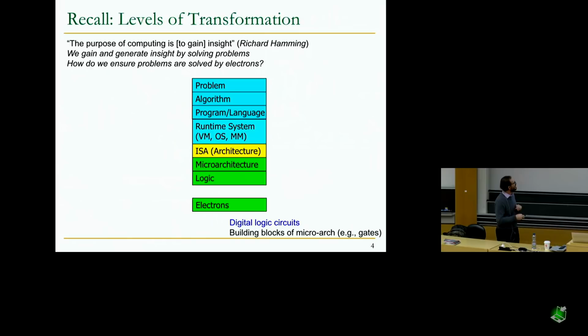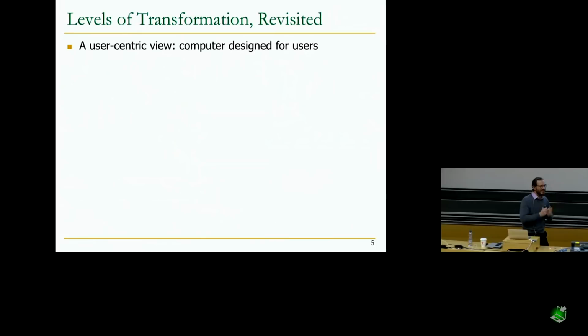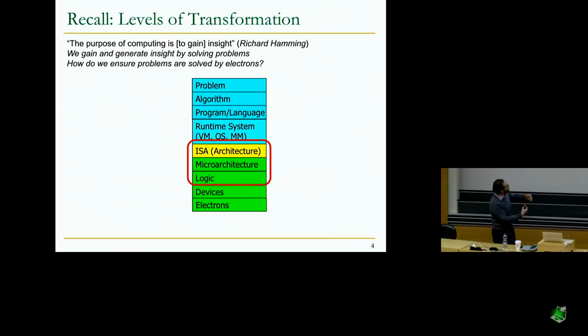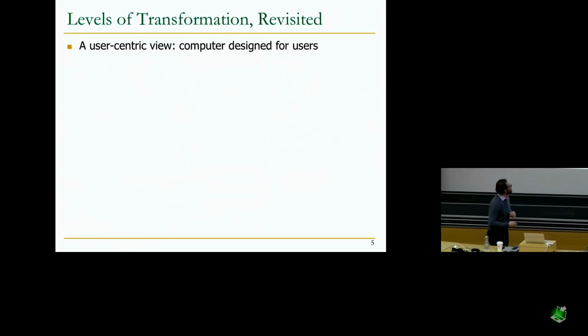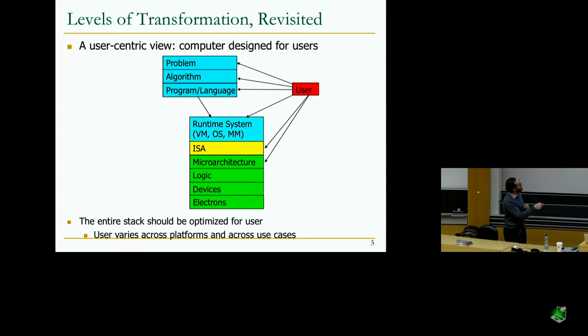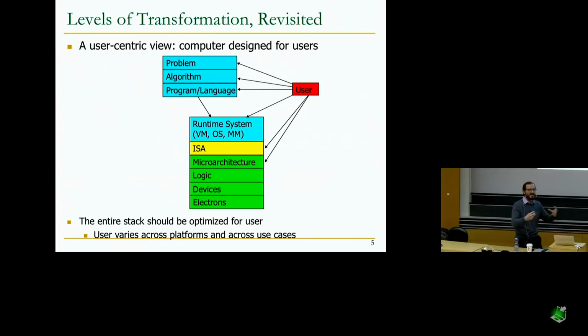Okay, it's always good to think critically. What I've shown you is maybe some rigid interfaces or some levels of transformation as you see over here. But you can always think in a different way, right? Maybe those levels of transformation should be deconstructed. Maybe you should really think about the user when you look at these levels of transformation and how it interacts with these different parts of the levels of transformation. Then you start thinking about how do I optimize the entire stack for the user.